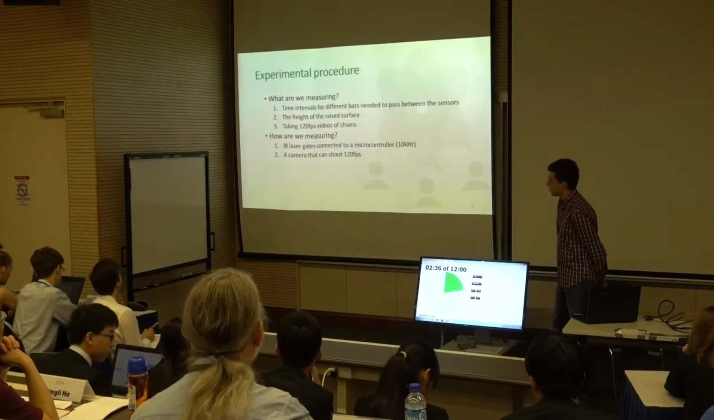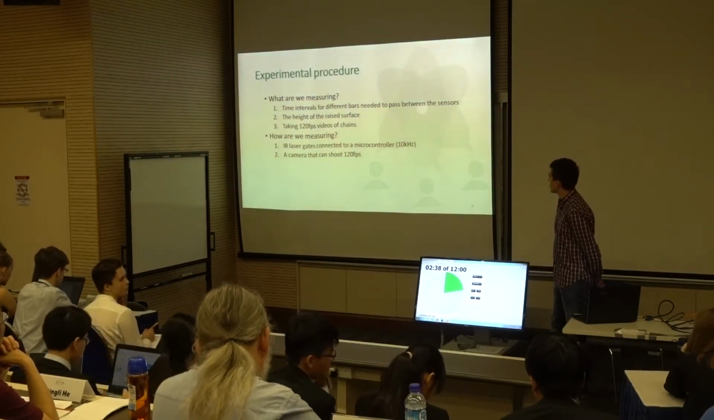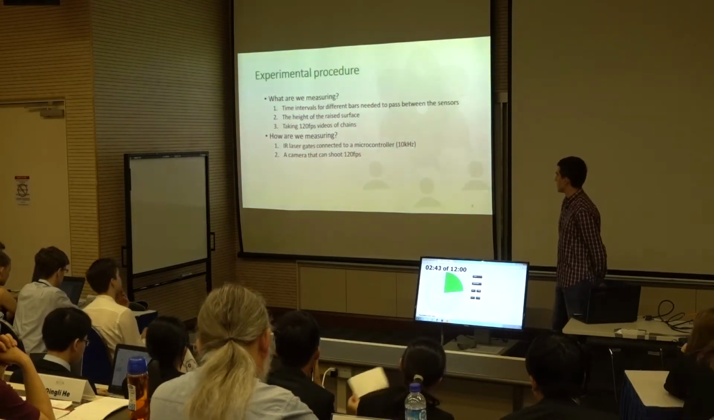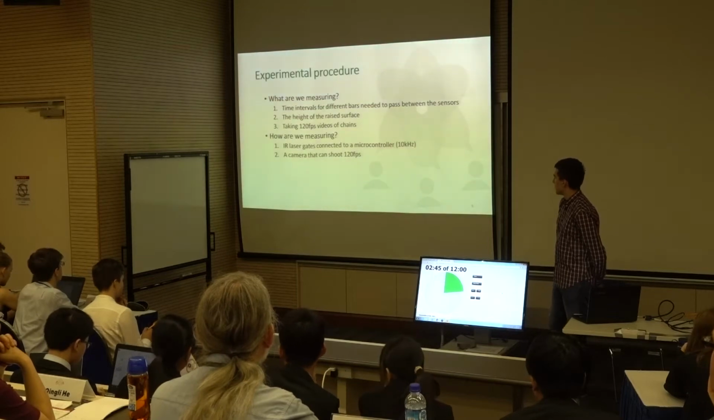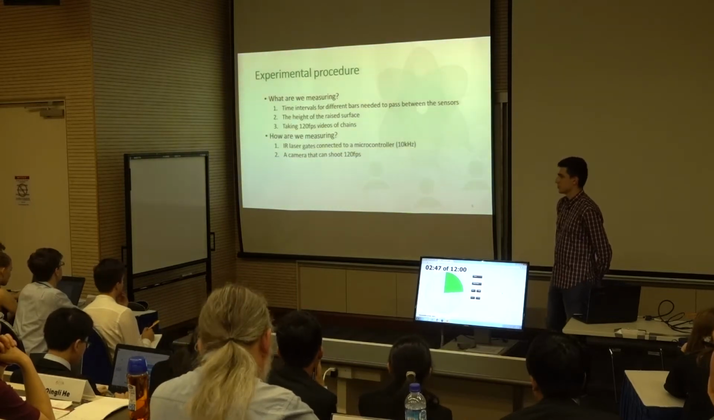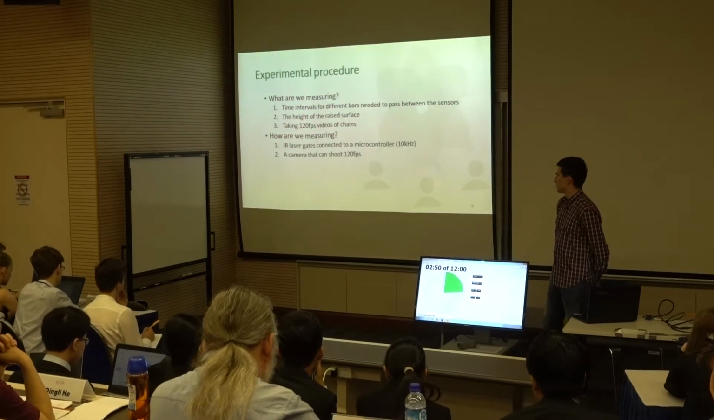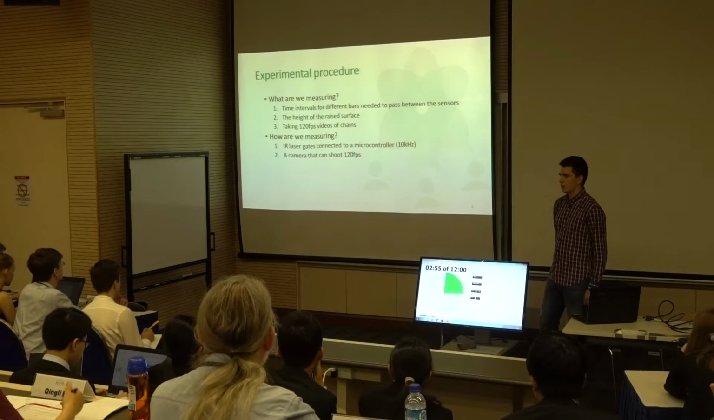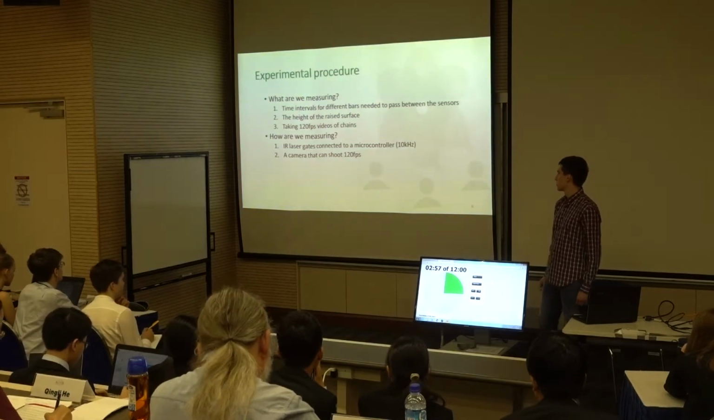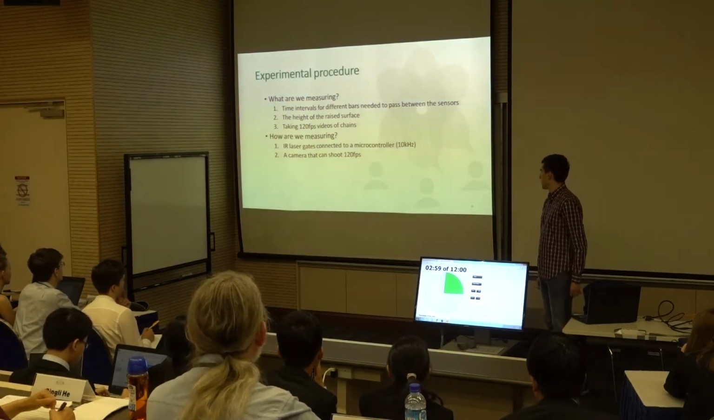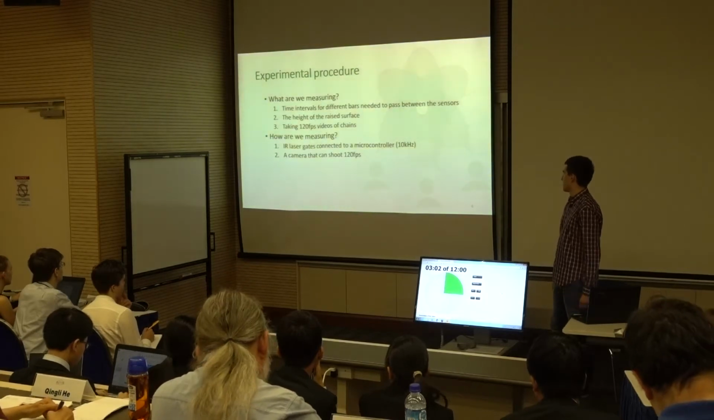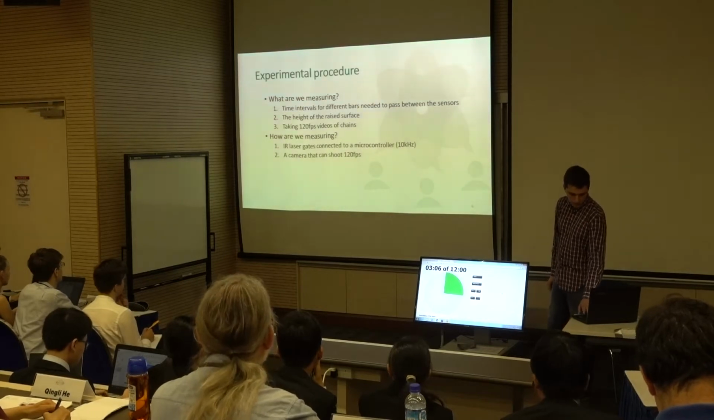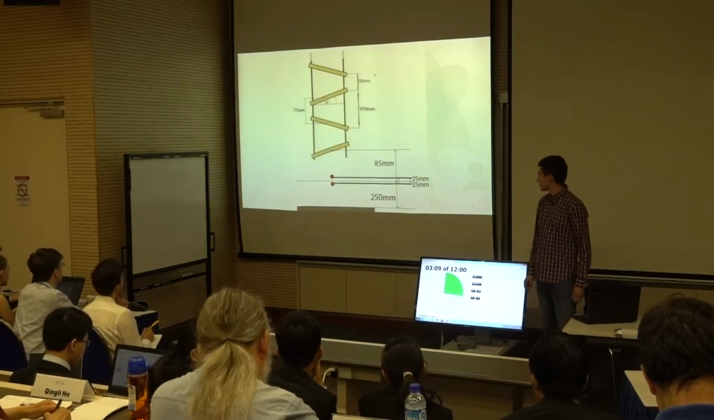Now for the experimental procedure. We will be measuring time intervals for different bars needed to pass between the sensors, the height of the raised surface, and we'll be taking, as we saw previously, 120 FPS videos of chains. This is the first method we opted to use, but the camera was too slow to give any conclusive results. We will be measuring with Euler laser gates connected to a microcontroller which works at 10 kHz, and, as previously mentioned, a 120 frames per second camera.